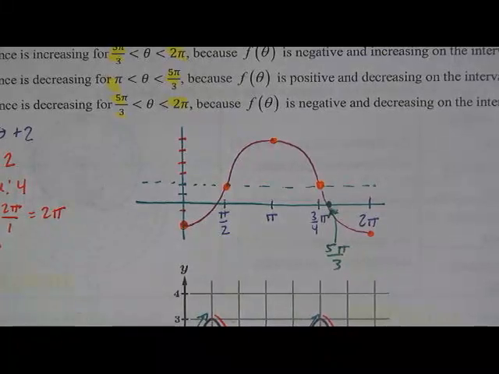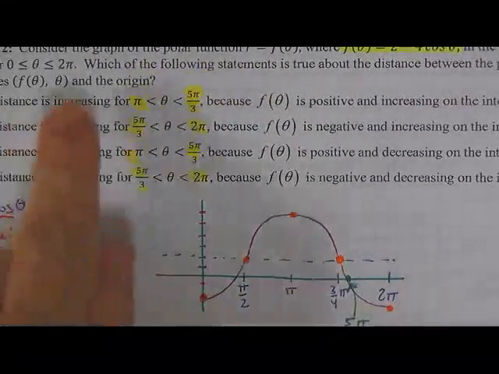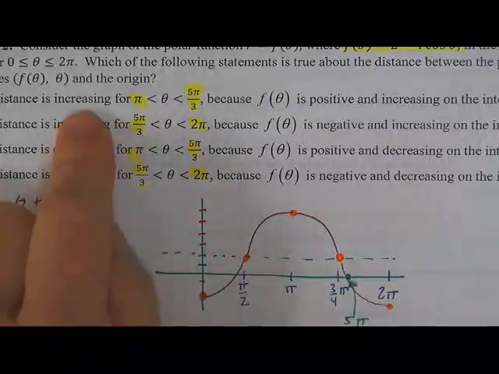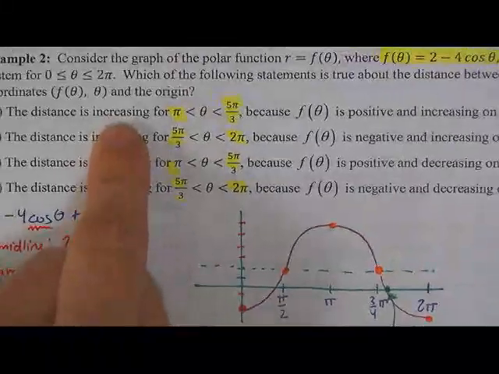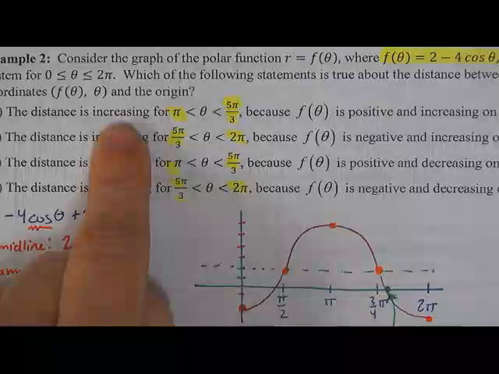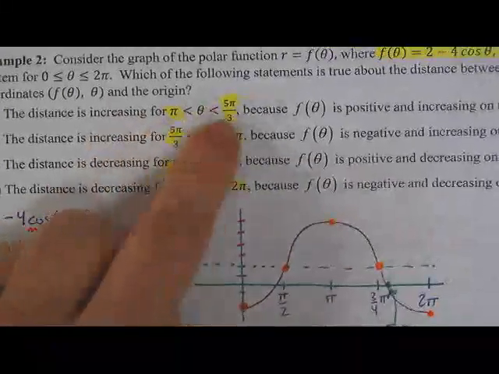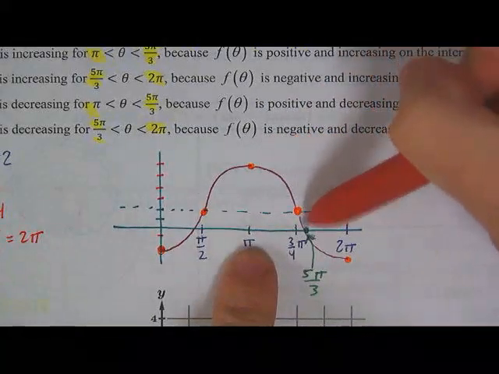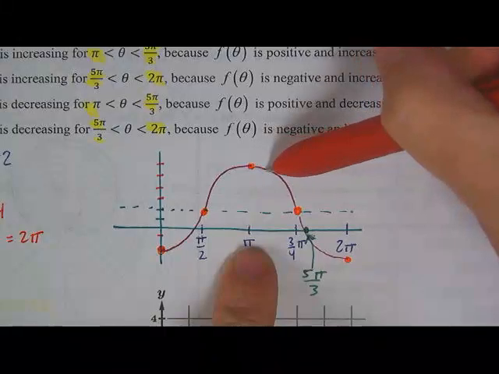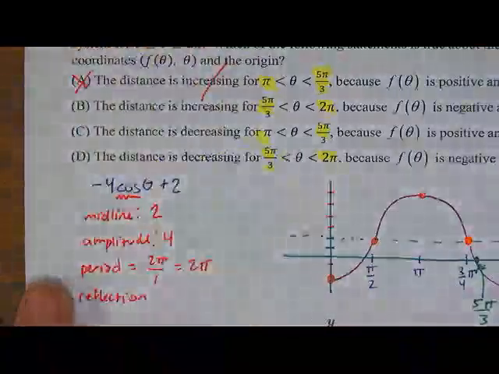Now we can go through each answer choice, and we're going to pick these apart. We're going to mark through the single word that makes this wrong. Look at A. The distance is increasing. In other words, it's moving closer to or further from the origin. Further away from the origin from pi to 5 pi over 3. Now look, pi to 5 pi over 3. Is that getting further away from the origin? No. So that word made that answer choice wrong.